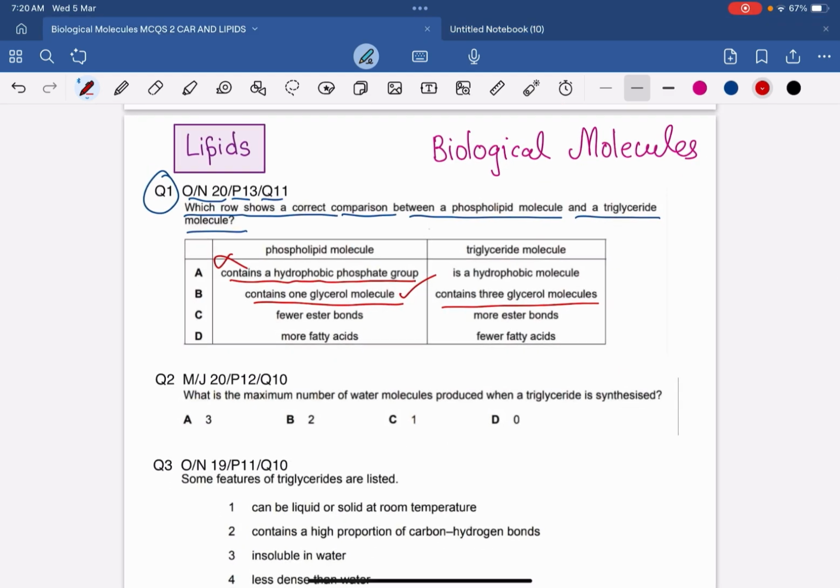Then the phospholipid molecules contain fewer ester bonds and the triglyceride contains more ester bonds. Yes, I already told you guys that the phospholipid molecules have 2 ester bonds and the triglyceride molecules have 3 ester bonds. Phospholipid molecules have fewer fatty acids, right? Because phospholipid molecules have 2 fatty acids and the triglyceride molecules have 3 fatty acids. So this statement is also incorrect. Hence the correct statement over here is option C. Fewer ester bonds are in the phospholipid molecule and more ester bonds are there in the triglyceride molecules, right? So I hope that this MCQ is clear to all of you.